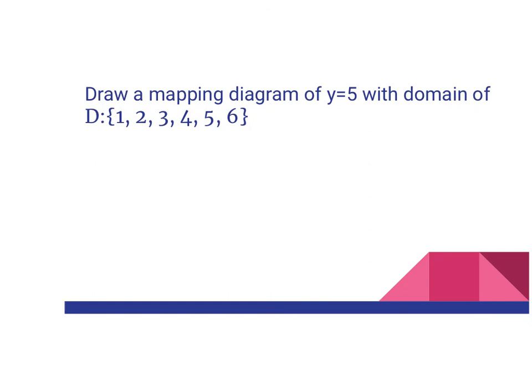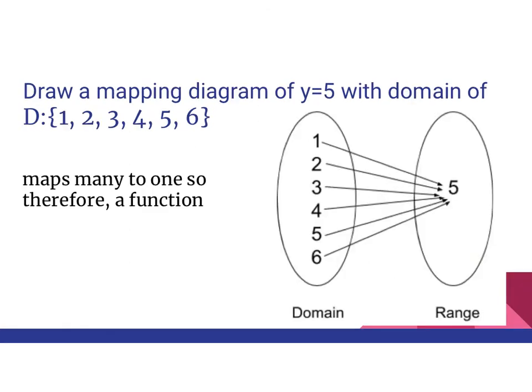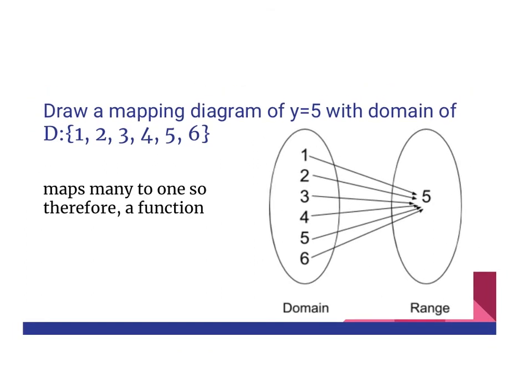So pause the video, try this one on your own, draw a mapping diagram. So you need those two bubbles like this with a domain of 1, 2, 3, 4, 5, 6 and y equals 5. So this is a horizontal line and it maps many to 1, so it is a function. Remember, many to 1 is a function, 1 to many is not.